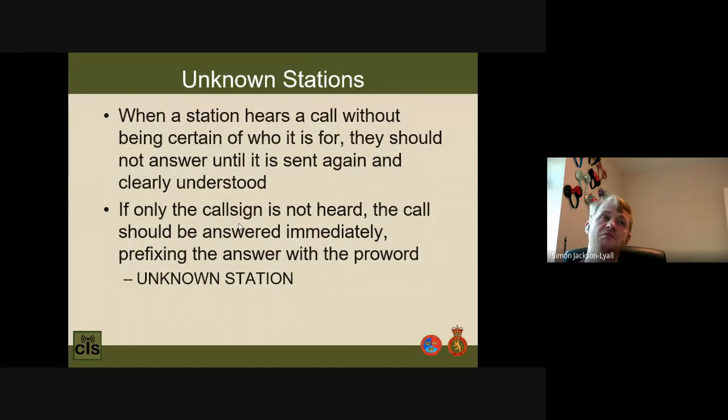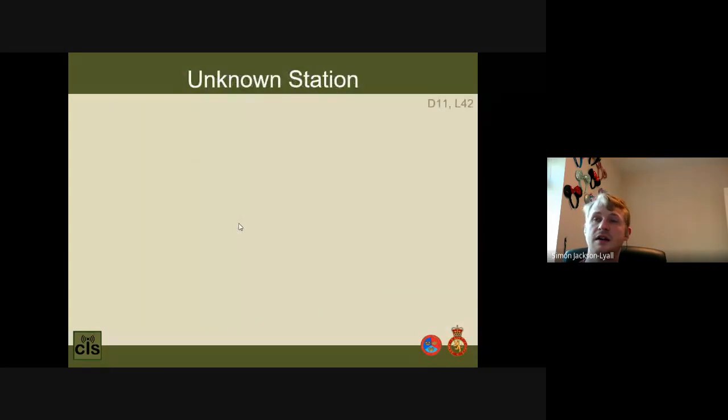So here's an example. So we've got Delta 11, that could be Alex, and Lima 42 can be Ben.